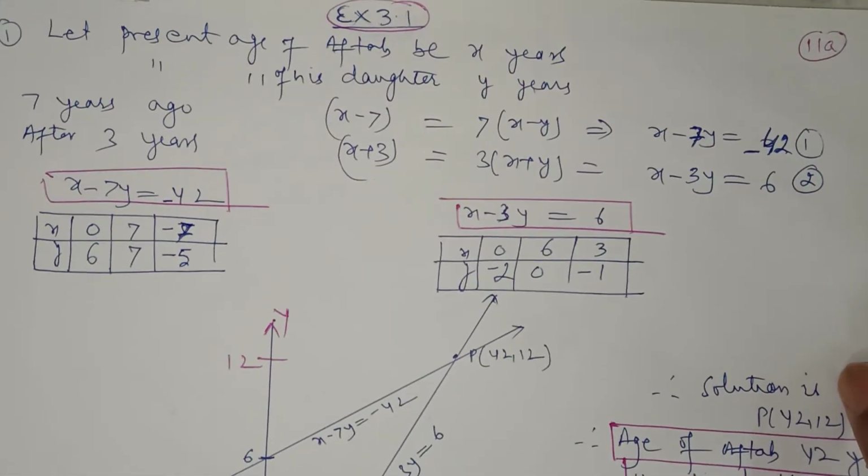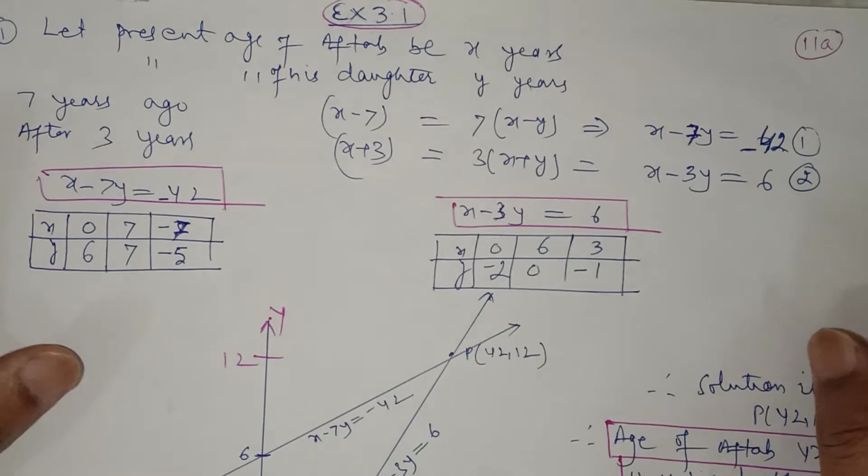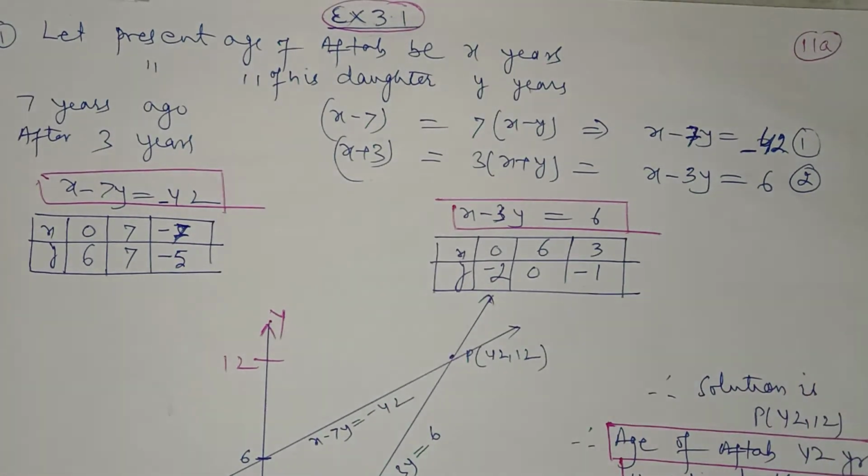Now we're starting with exercise 3.1, and some word problems are there, and you have to solve them graphically. It is given in question number 1 that 7 years ago the age of Aftab is 7 times the age of his daughter. Read the question carefully. You should have your NCERT book with you when you are doing these questions or watching this lecture.